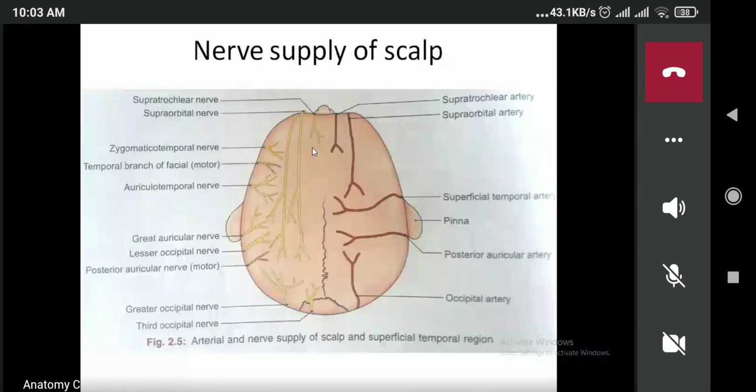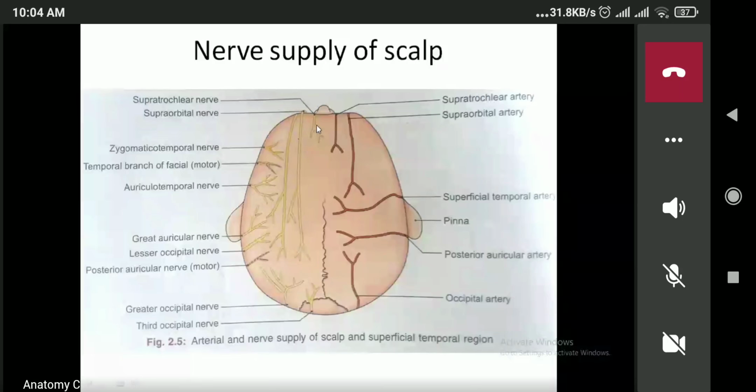Among those 10 different nerves, again let's start from before backward. First one being the supratrochlear nerve. Here also the supratrochlear and supraorbital nerves and arteries have the same names. The supratrochlear nerve is the branch of the ophthalmic division of the trigeminal nerve. The supraorbital nerve is also a branch of the ophthalmic division of the trigeminal nerve. The zygomaticotemporal nerve is the branch of the maxillary division of the trigeminal nerve, and the auriculotemporal nerve is the branch of the mandibular division of the trigeminal nerve.